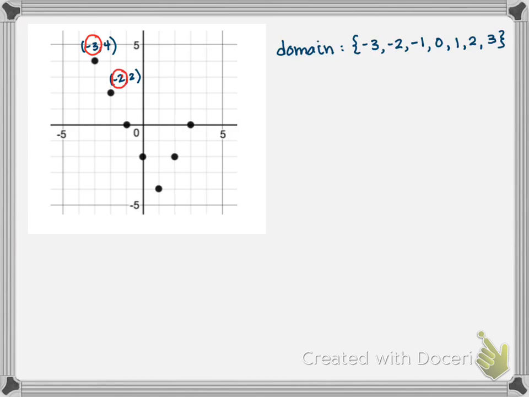So those X values are the only X values that actually correspond to points on the graph, right? If I picked a different X value, like this guy, there is no point on the graph that has that X value. And that's why it's not in the domain. So you guys write down the range. Remember, the range is the set of all outputs. So in this case, that means the set of all Y values.